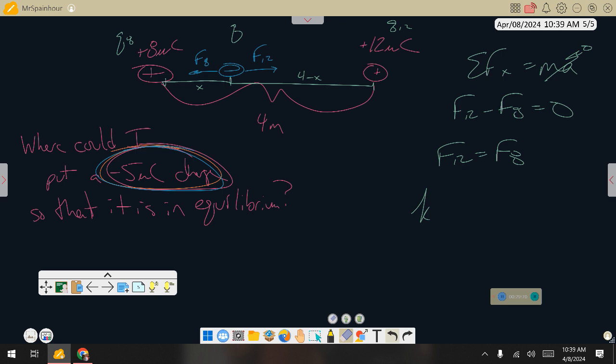K times Q times Q12, all over (4 minus x) squared, equals. What else? What's the right side? K times Q times Q8 over x squared. I don't usually write Kc, by the way. Again, it means Coulomb's constant. It's an extra thing to write down. I just like K. Your personal preference is whatever you'd like.